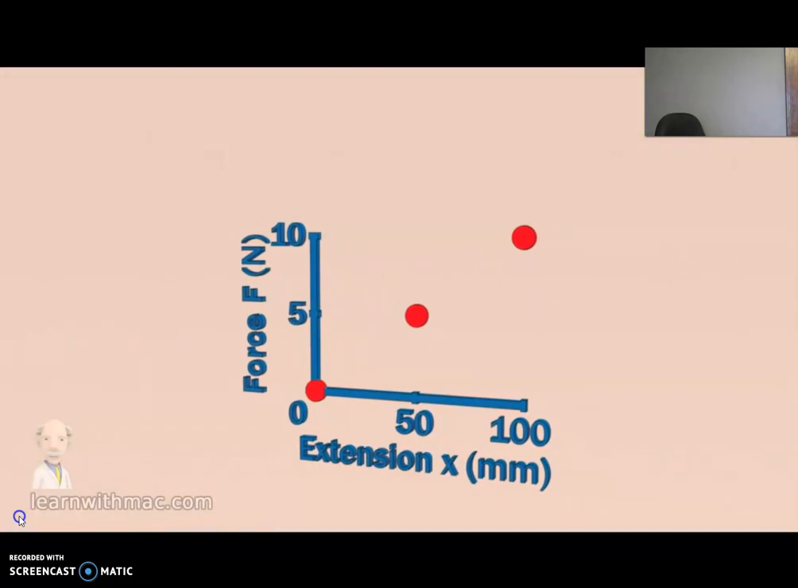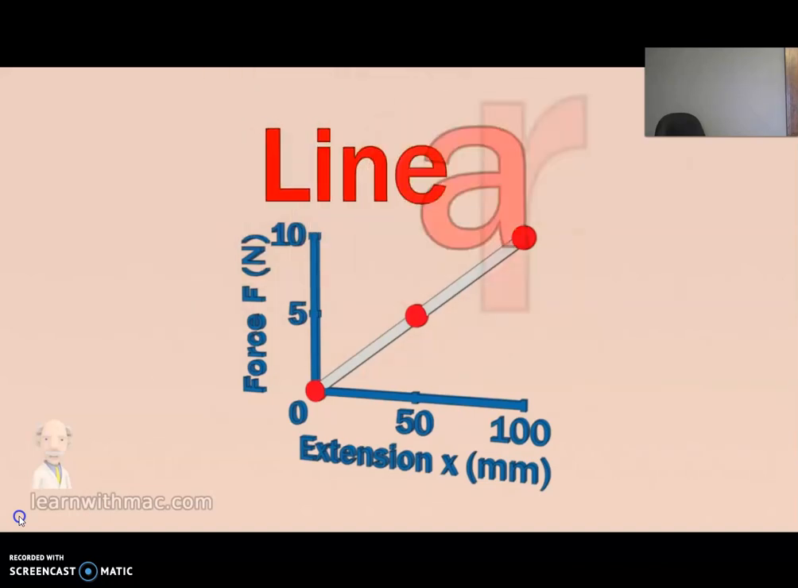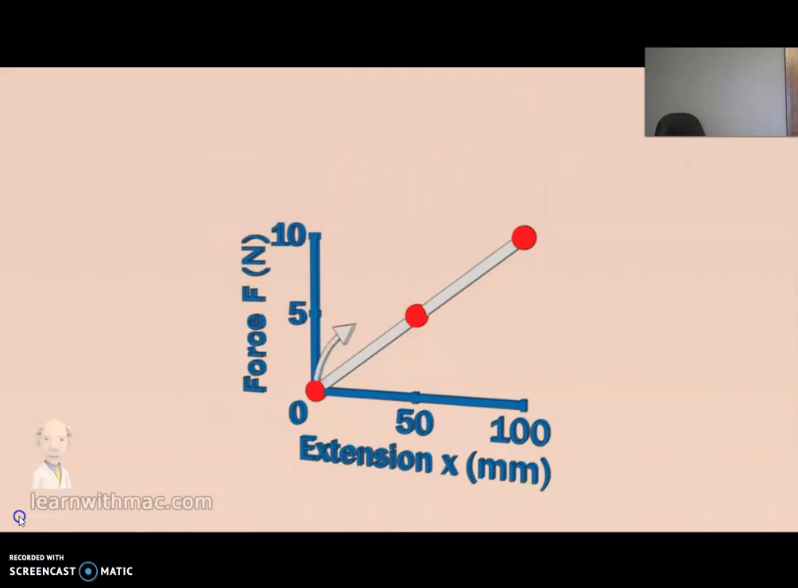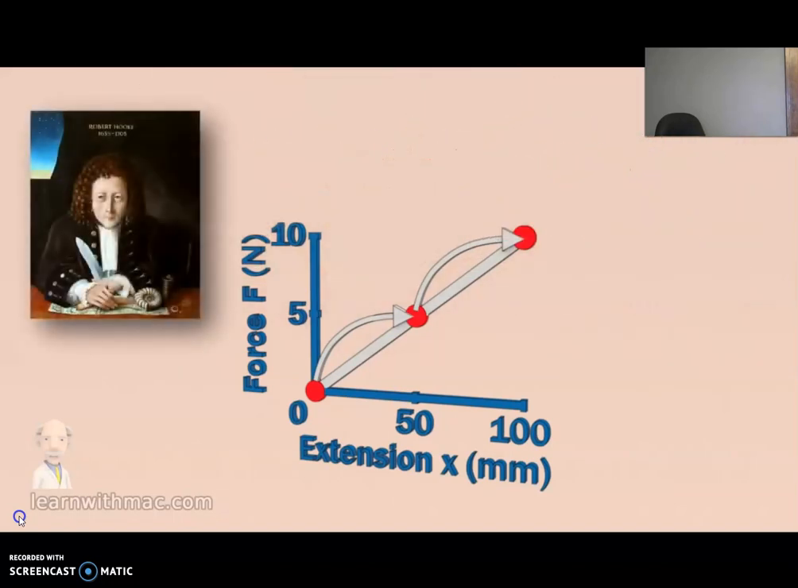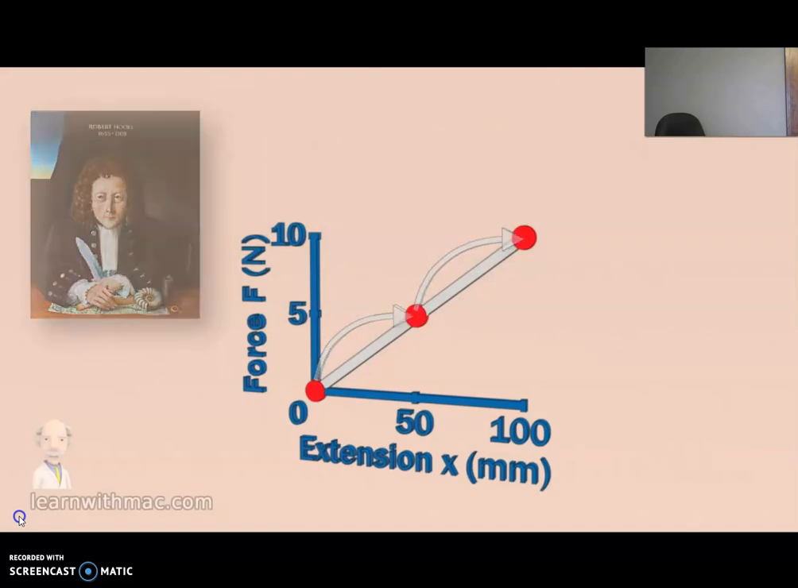Now you can see that the 3 points lie on a straight line. This is very important, as it is the principle on which the spring balance works. It simply says that the relationship between force and extension is linear, and that is why the spring extended by the same amount each time we added 5 newtons force. This linear relationship between force and extension is known as Hooke's law, after Robert Hooke, who discovered it in 1660.